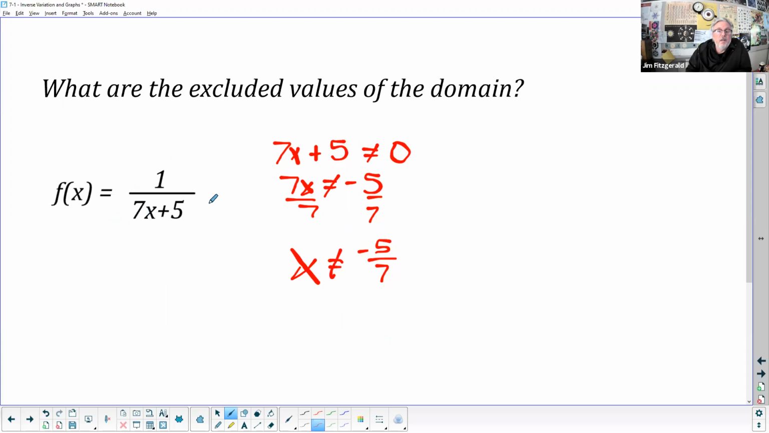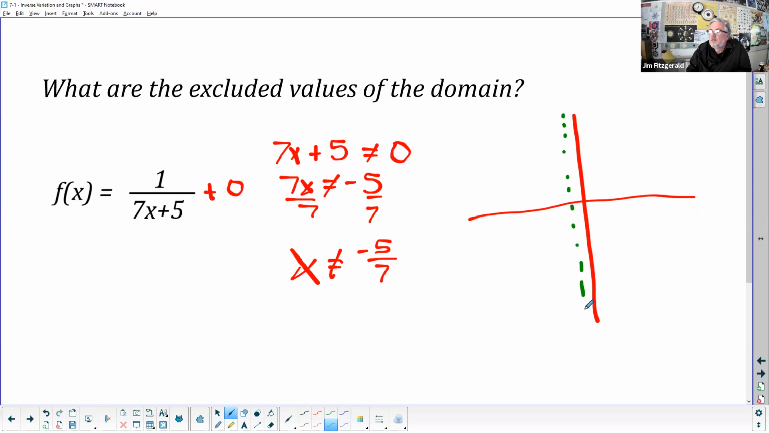I can also tell from this that the horizontal asymptote is 0, because my c value out here is 0. If I were to look at a graph of this, with negative 5/7 right here, and y equals 0 being the x-axis here, then I know that my graph is going to do something like this. Or maybe it goes the other way, maybe it goes this way and this way. I have to understand a little bit more about it in order to tell it directly, but I can get the general shape of that graph.